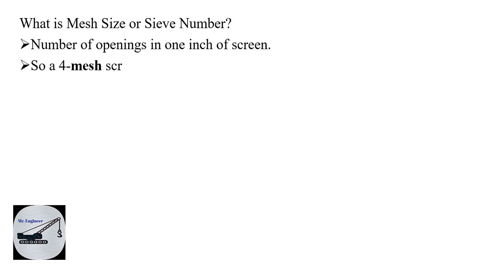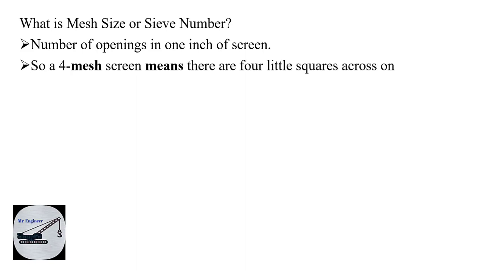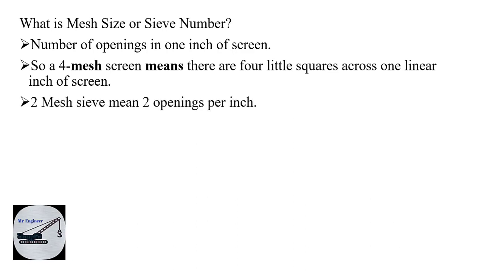What is mesh size or sieve number? Number of openings in 1 inch of screen. So a 4 mesh screen means there are 4 little squares across 1 linear inch of screen. 2 mesh sieve means 2 openings per inch. Similarly, 10 mesh, 100 mesh, and so on.